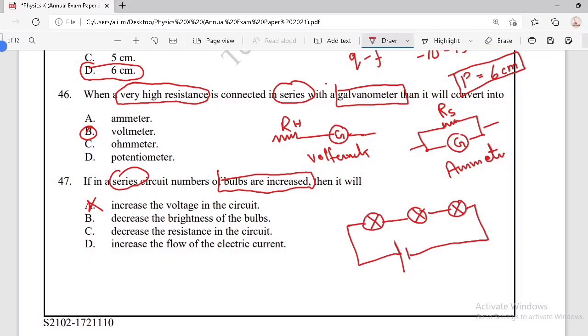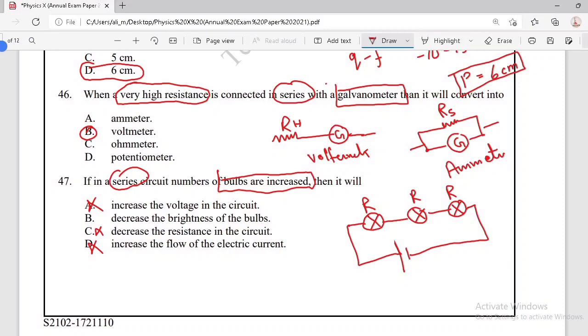Similarly, increasing the flow of electric current is also incorrect, because if we increase the number of bulbs in series, it would increase the total resistance of the circuit, and with increased resistance, current would decrease. So option D is the wrong one. And option C, decrease the resistance in the circuit, is incorrect, because when we add further bulbs in the circuit in series combination, the total resistance of the circuit increases. That makes option C the incorrect one.